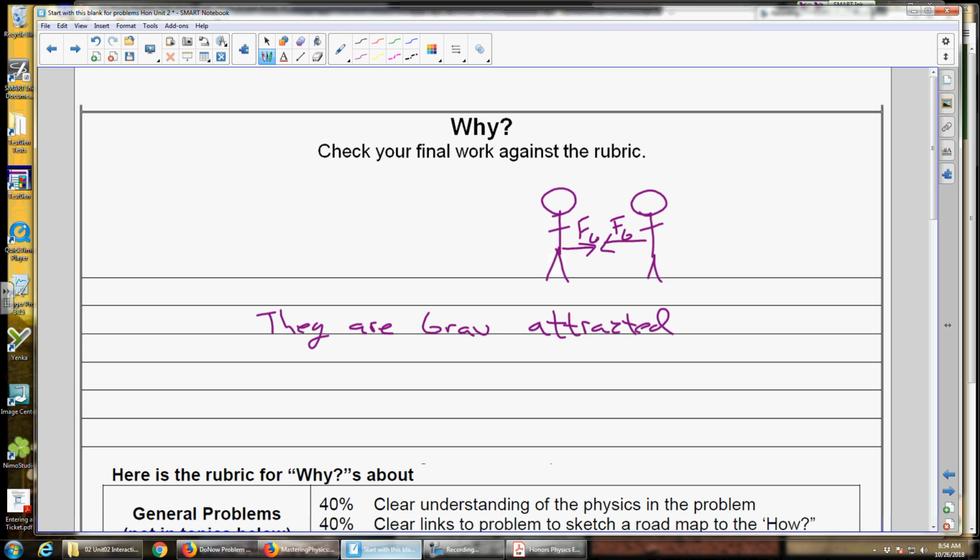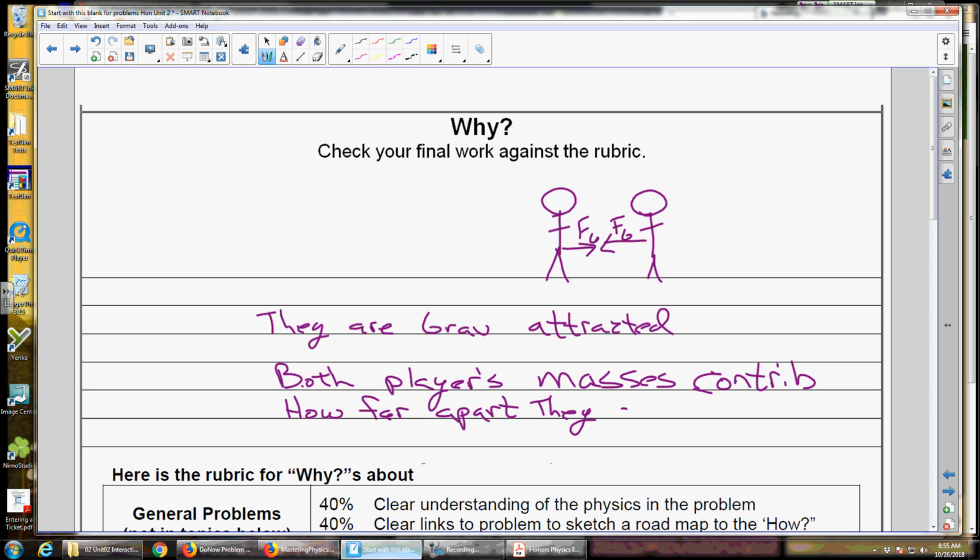What contributes to that attraction? The mass. So both players' mass, right? Maybe it's a good way to say it. Both masses contribute. I'm being lazy and abbreviating. How far apart they are. Also, that's kind of it, right? Those are the factors that are going to go in here.